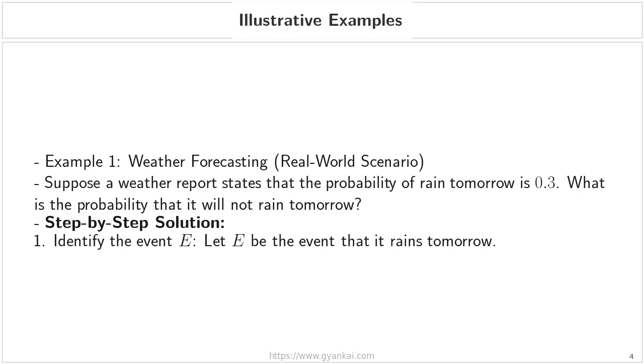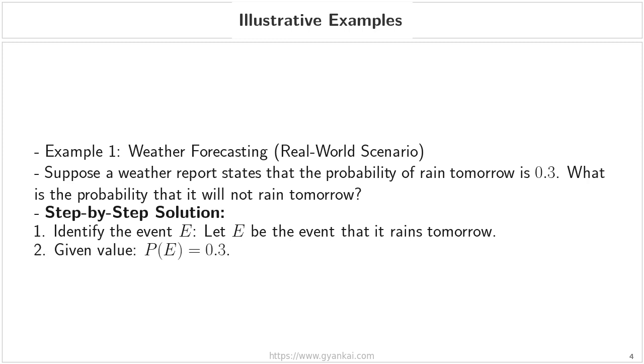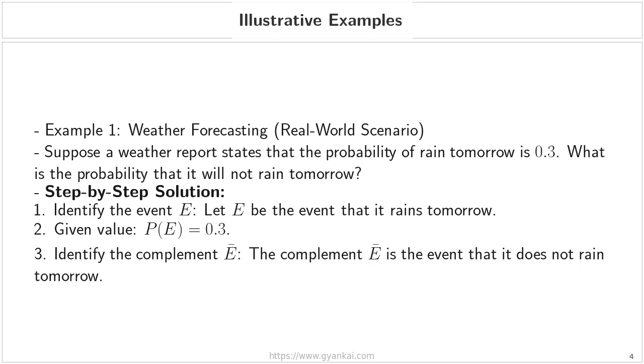First, we need to clearly identify our event, which we will call E in this case. Let E represent the event that it rains tomorrow. Second, we note our given value. From the report, we know that the probability of E, written as P of E, is equal to 0.3. Third, we identify the complement. As we discussed in the previous slides, the complement, which we denote as E bar, is simply the event that the original event does not occur. So, E bar represents the event that it does not rain tomorrow.